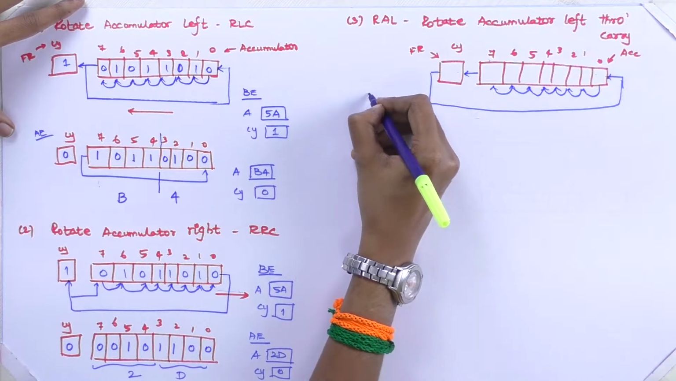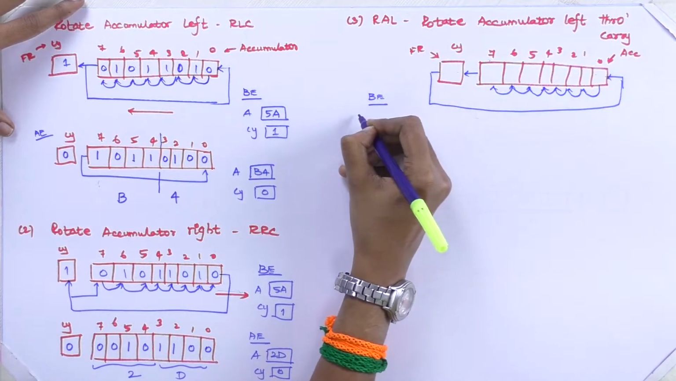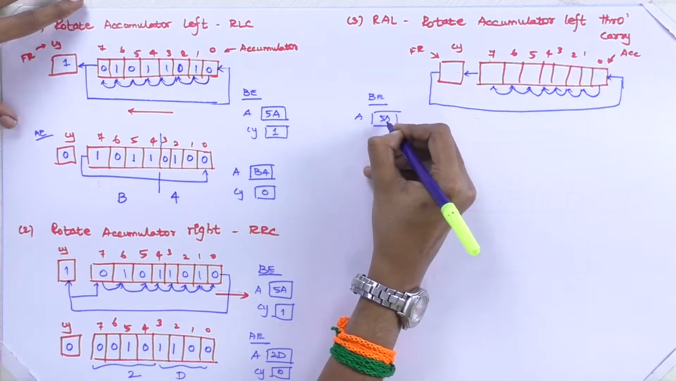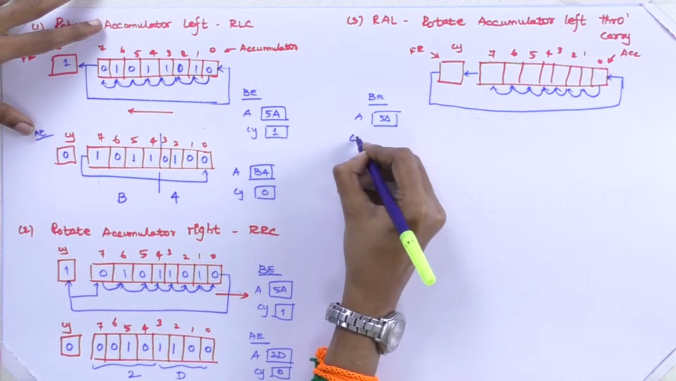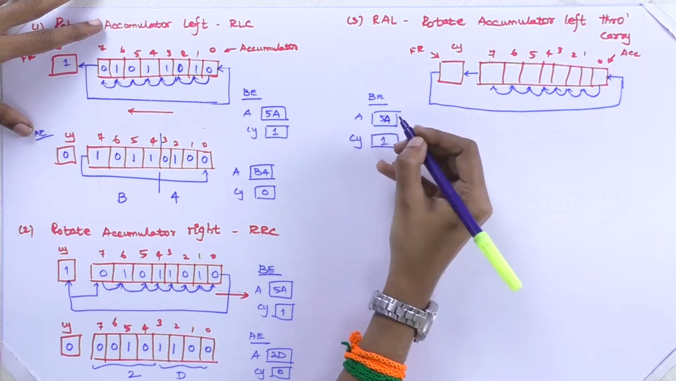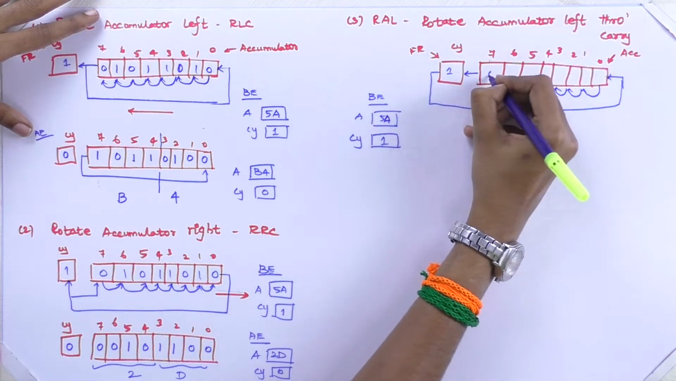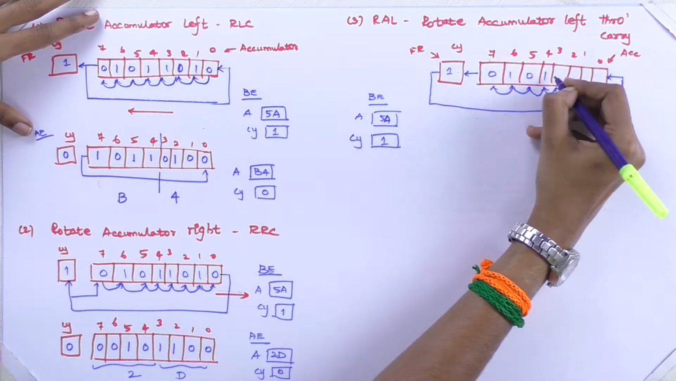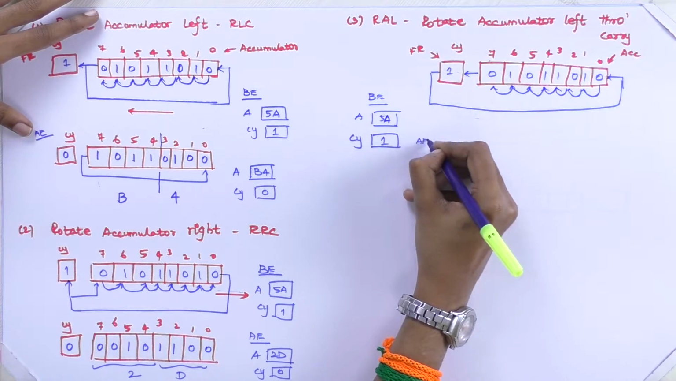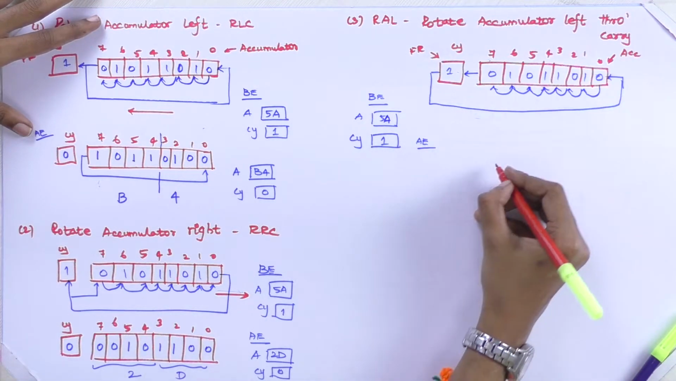Okay, we will take an example. Before execution, the accumulator has the value of 5A. We will consider the same example as the previous one, and carry has the value of 1, for example. So we will have that same value. After execution, what will happen?